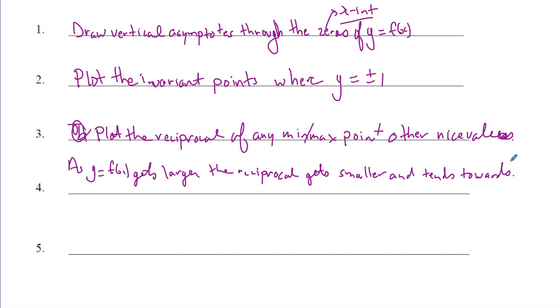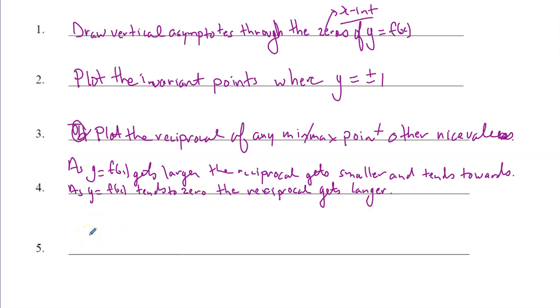As y equals f of x gets larger, the reciprocal gets smaller. As y equals f of x tends to 0, as it heads to 0, then the reciprocal gets larger. Either larger positive values heading up or larger negative values depending on the original f of x, because the reciprocal is never going to change its sign, right? It's just 1 divided by.